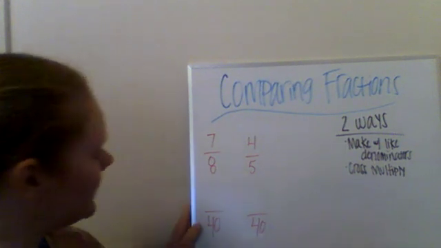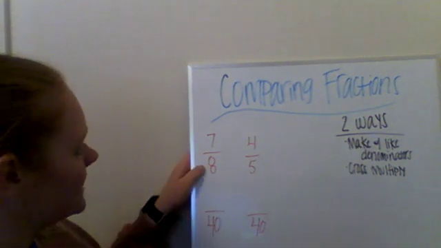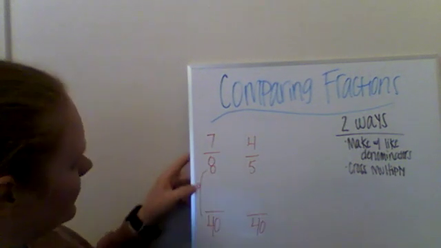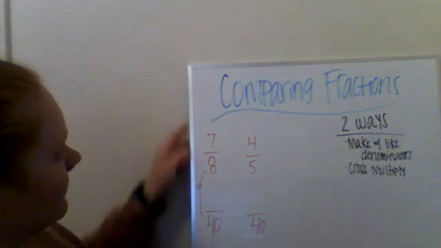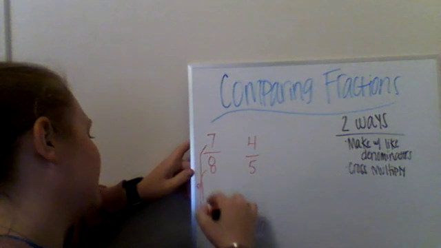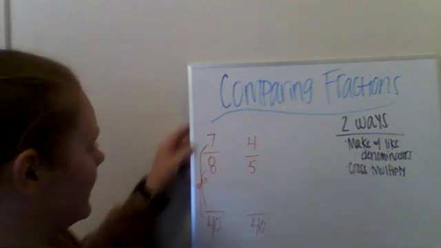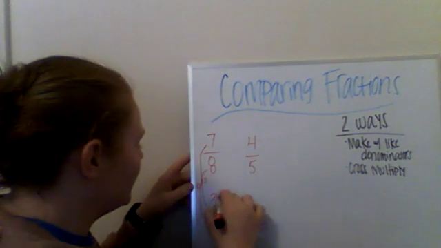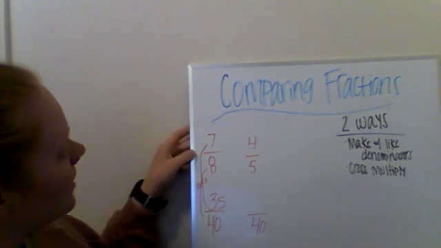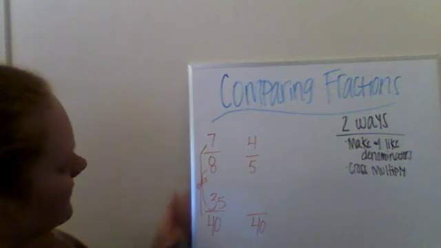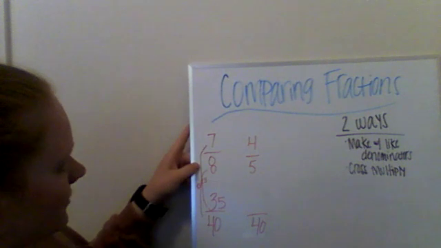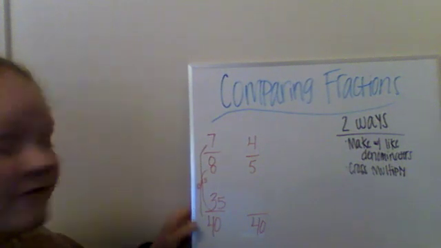Okay, so if I look right here, I know 40 is 5 times greater than 8. Okay, how I got that was 8 times 5 is 40. So I'm going to do that same exact thing with my numerator of 7. I'm going to take 7 and multiply by 5. 7 times 5 is 35. So when I look at my fraction 7/8 and I want to make this into a fraction that has a like denominator of 40, when I multiply both my numerator and denominator by 5, I get 35/40ths.